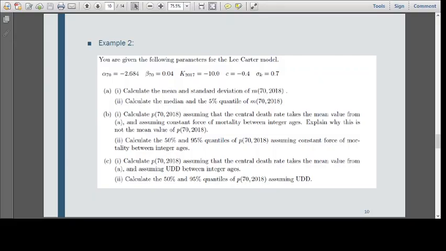I'll let you try part C by yourself, and the answer for part C we will discuss in class. Thank you.